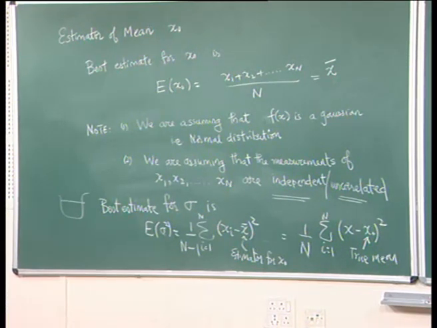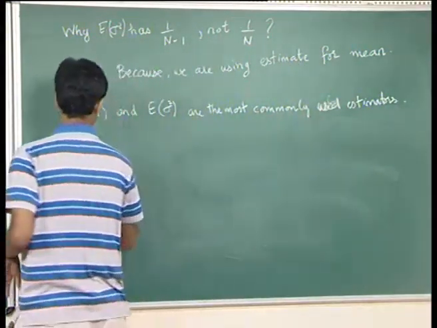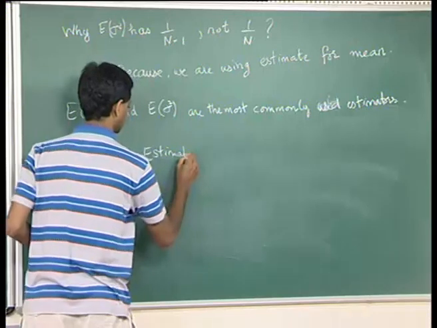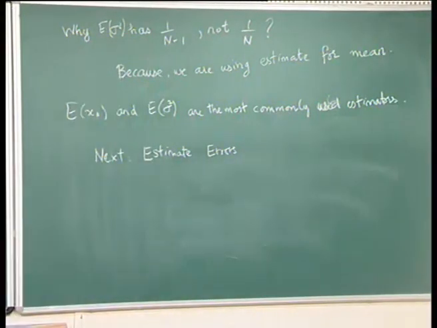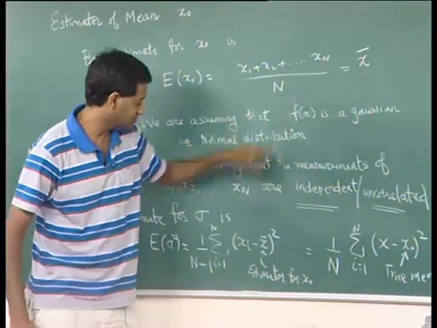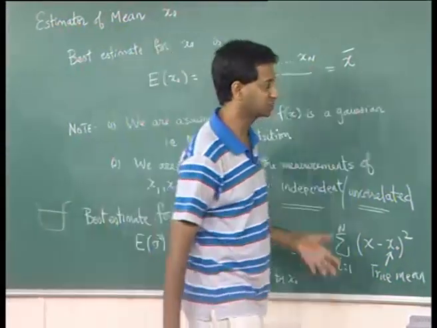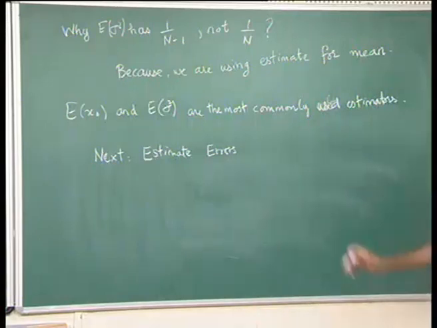Next, what we want to do is to estimate the errors in these measurements. In this x bar and sigma, we estimated the parameters of the distribution function. Now we want to estimate what are the possible errors in these estimates, the errors in these estimates themselves. This is the next topic, that is error estimation.